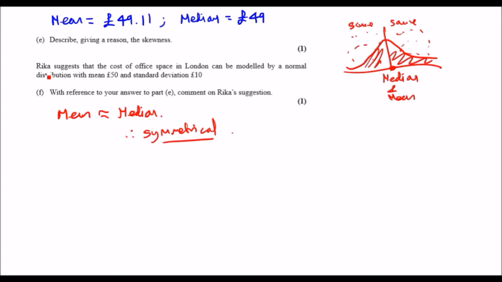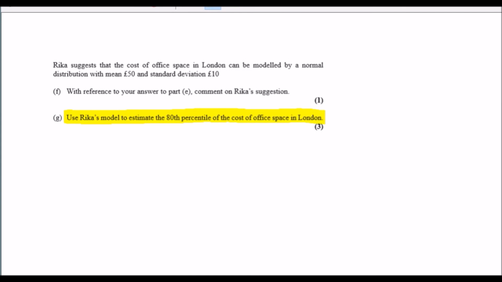As for part F, let's have a read. It states that Rika suggests that the cost of office space in London can be modeled by a normal distribution with mean 50 and standard deviation. With reference to the answer in part E, comment on Rika's suggestion. So like I said earlier, a normal distribution is symmetrical, yeah? And because of this, it's always balanced on both sides. Thankfully the mean is also centered in the middle. So hence, all you have to say is, because it's symmetrical, a normal distribution is a totally valid choice. And that's it.